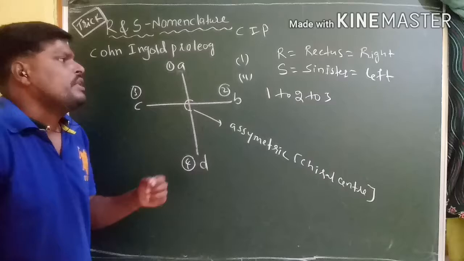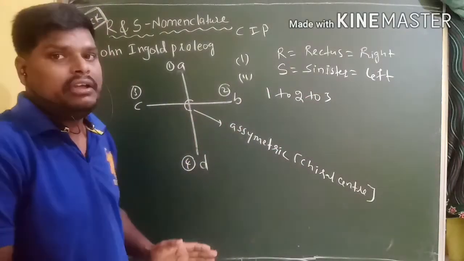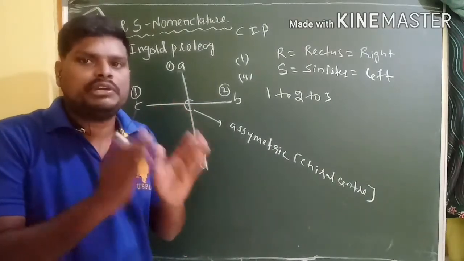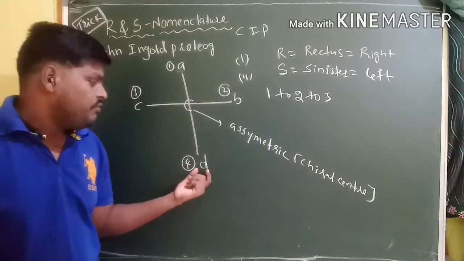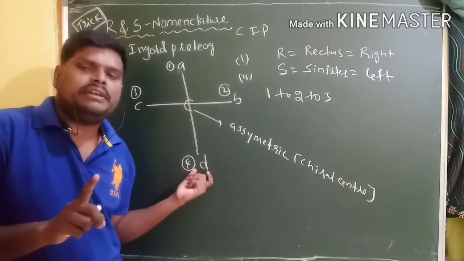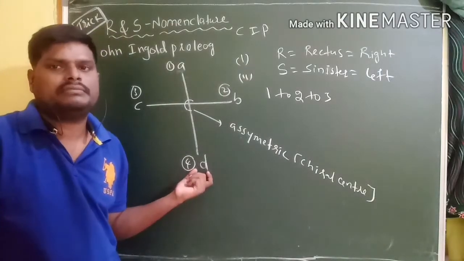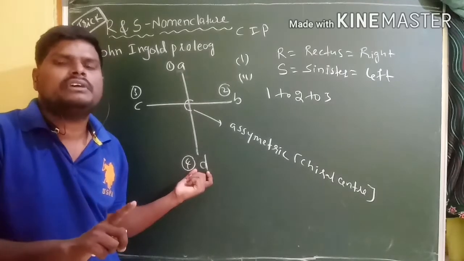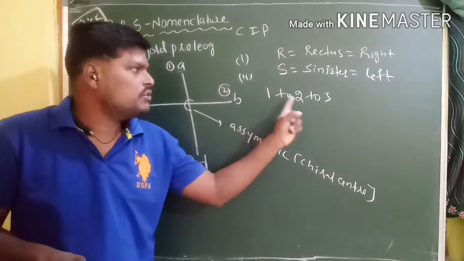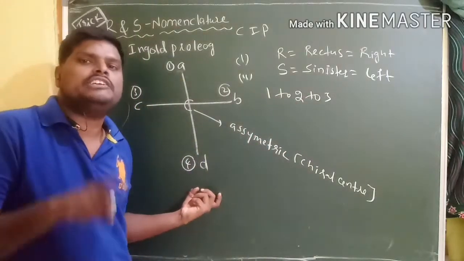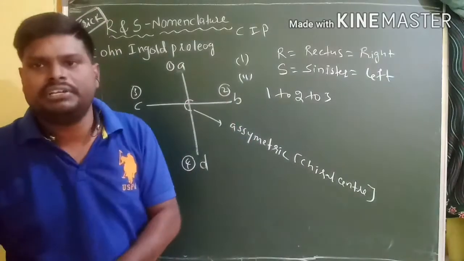So let us take an example. How can you assign R and S configuration for this molecule? I told you already, the direction of rotation is always 1 to 2 and 2 to 3. And one more thing: 4 is the least priority. The least priority is never considered when you assign R and S configuration. The R and S configuration is always determined by the direction through 1, 2, 3, but not 4. That's why 1 to 2 and 2 to 3, because 4 is the least priority and is always kept constant.